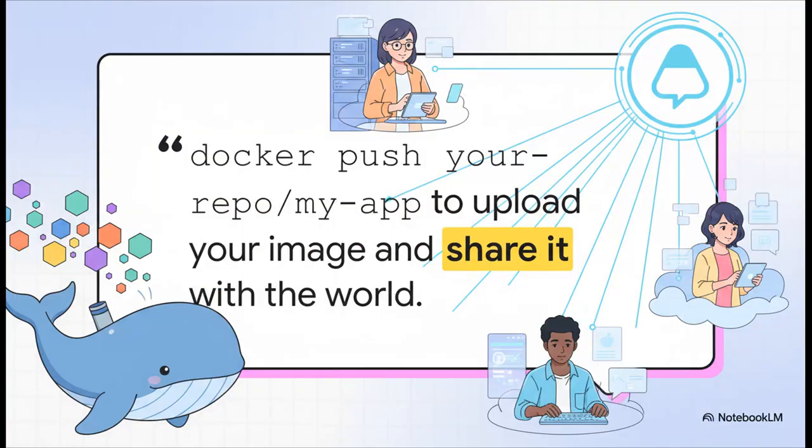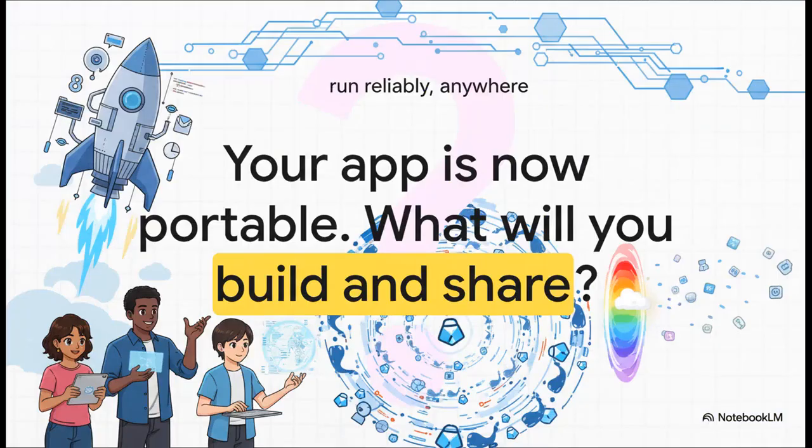And when you're finally ready to share your work, you just run a command like docker push. This sends your image up to a central place, like Docker Hub. From there, anyone or any server anywhere in the world can pull it down and run it, knowing it will work perfectly. So you can now take any application and package it so it runs reliably, anywhere, every single time. That's a real power. The only question left is, what incredible thing are you going to build and share with the world next?